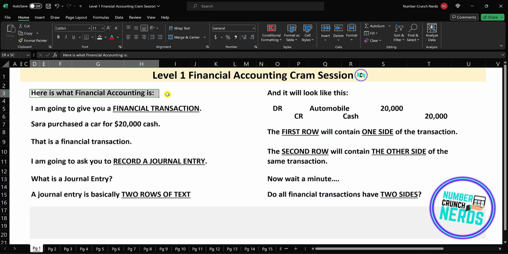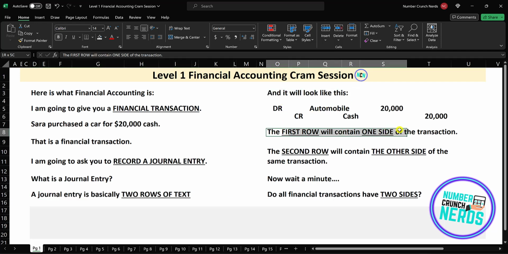Here is what financial accounting is. I'm going to give you a financial transaction. Sarah purchased a car for $20,000 cash. That's a financial transaction. I am going to ask you to record a journal entry. What is a journal entry? A journal entry is basically 2 rows of text, and it is going to look like this.